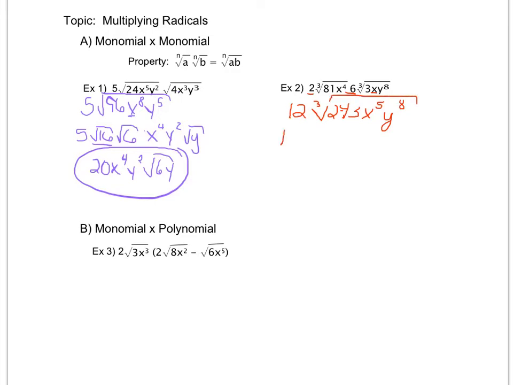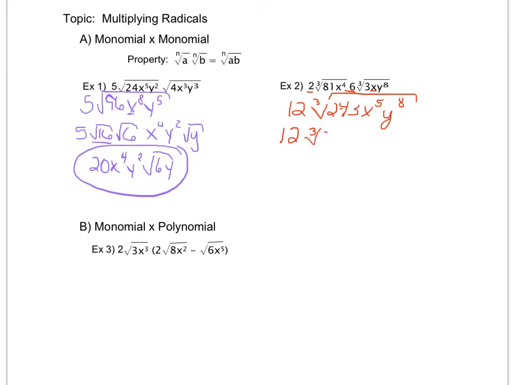And now I'm going to go ahead and simplify. So I'm going to have 12. Using my calculator, I see that 243 is divisible by 27, which is a perfect cube. So I'm going to rewrite that as the cube root of 27 times the cube root of 9. If I have x to the 5th, and I ask myself how many groups of 3 can I make, I can make 1 group of 3, and I will have 2 left over. And if I have y to the 8th, and I ask myself the same question, I can make 2 groups of 3, and I will have 2 left over again.